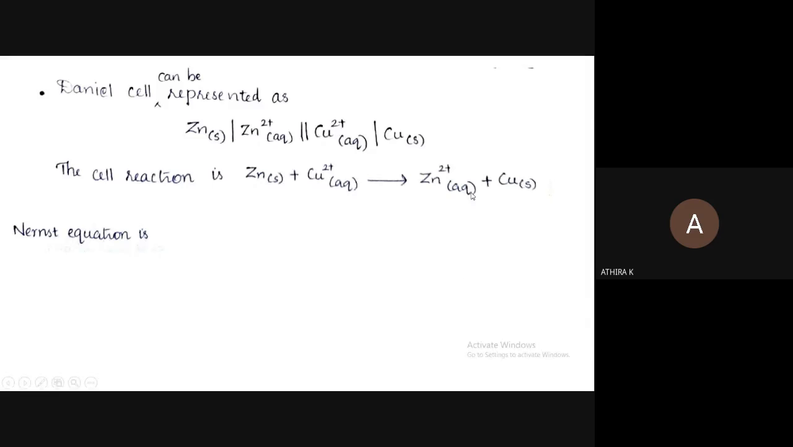This is the cell representation of a Daniell cell. Zinc, solid, bar. Zinc ions exist in the aqueous phase. Double bar. Copper 2 plus exist in the aqueous phase. Bar copper solid. This is the Daniell cell representation.